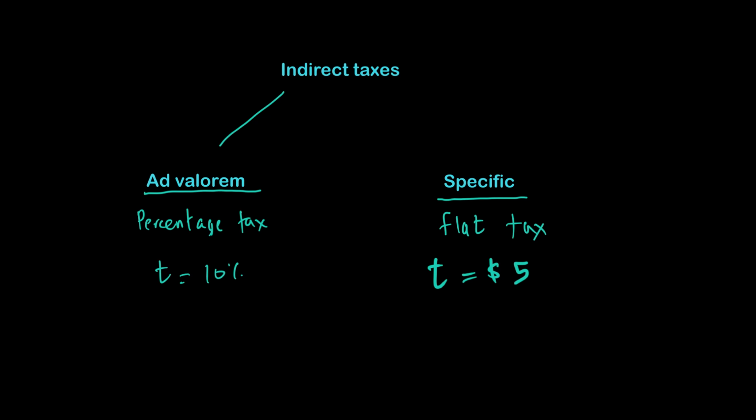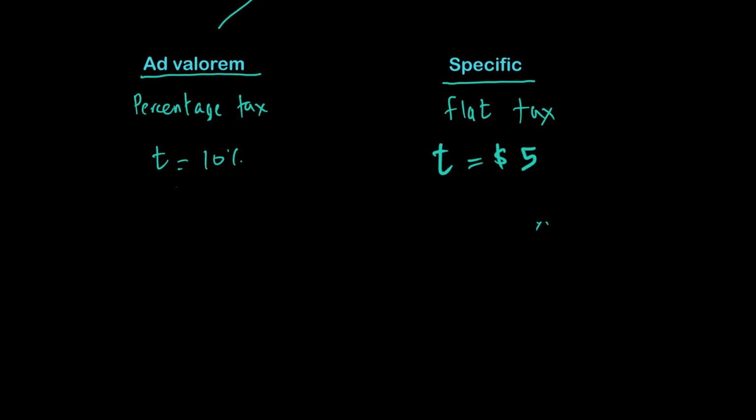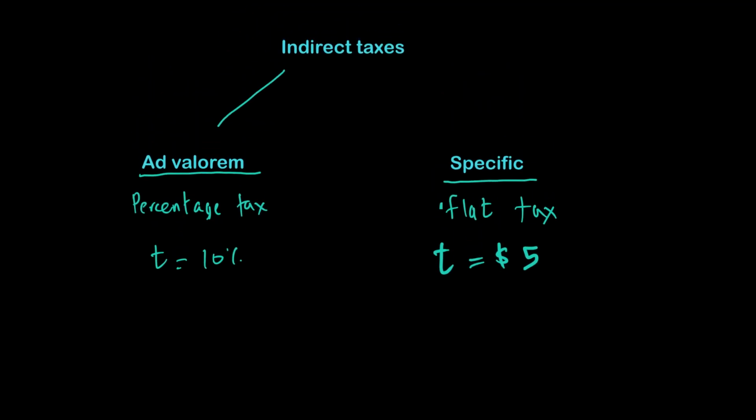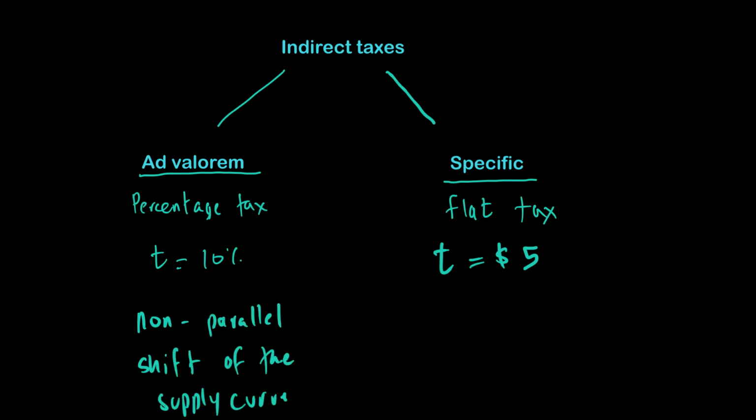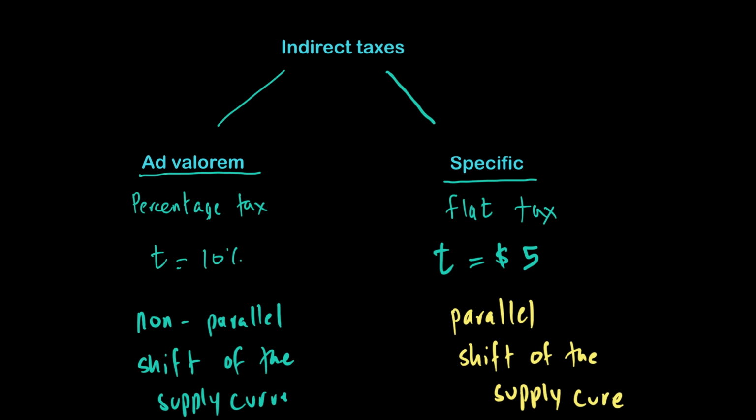$5. Now, I want to show you this in terms of a diagram as well, because when you look at indirect taxes, the ad valorem tax will result in a non-parallel shift of the supply curve. But a specific tax will lead to what we call a parallel shift of the supply curve. So let's see why this happens.